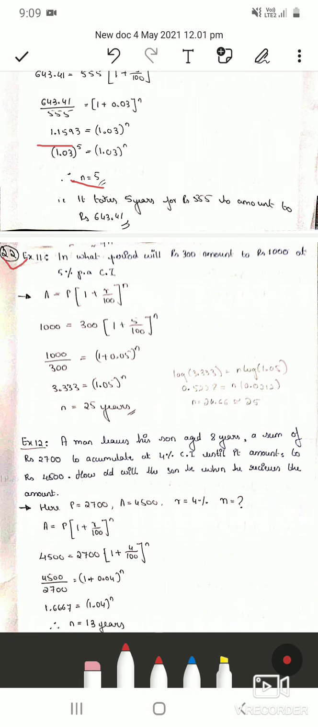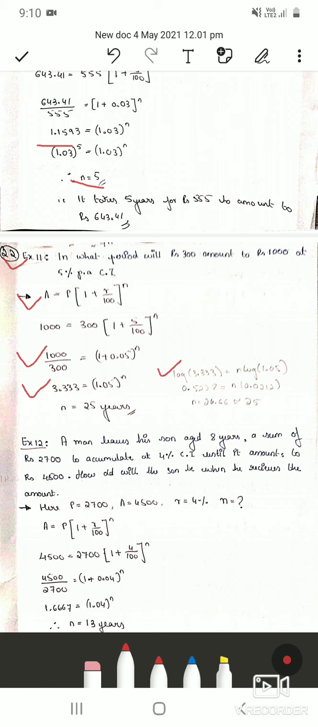So the 11th problem is, in what period will rupees 300 amount to rupees 1000 at 5% per annum compound interest? So similar question, go through this. Here amount is 1000 and principal is 300 and rate is 5. Therefore we will get 3.33 equal to 1.05 whole raised to n.